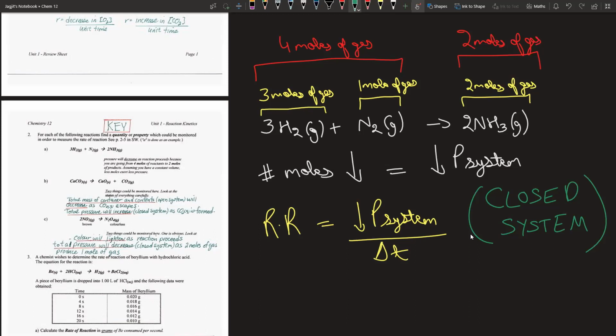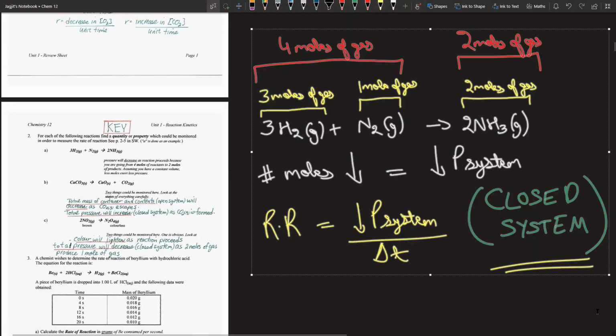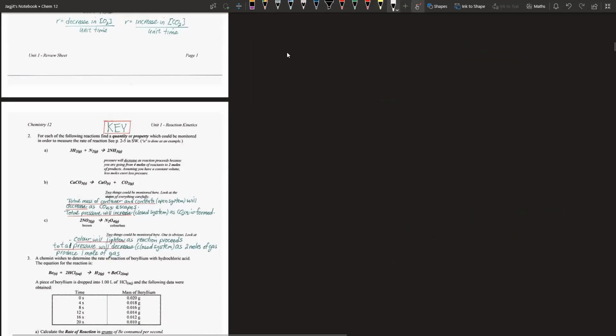So if you ever want to measure the reaction rate in terms of pressure of the system, it will need to be a closed system. You will need to tell your teacher that it needs to be a closed system. As long as it is, I can measure the reaction rate as decrease in pressure of the system over change in time. Why did my pressure decrease? Because my total number of moles decreased. Okay, good. Let's move on to the next one. So in the next question, I have CaCO3 solid.